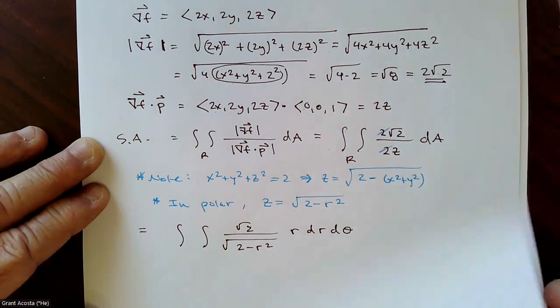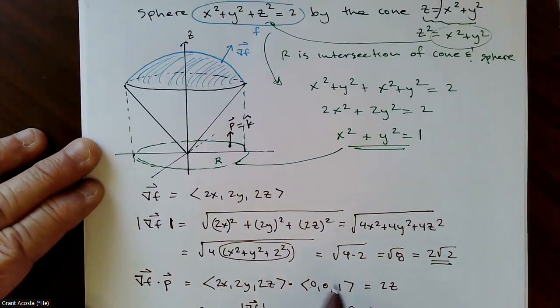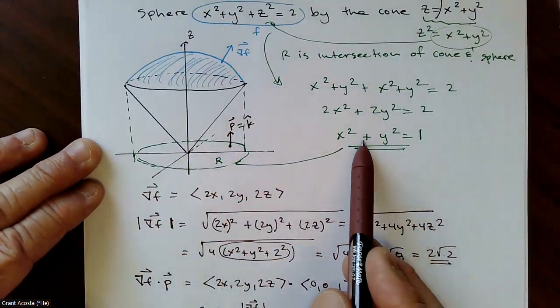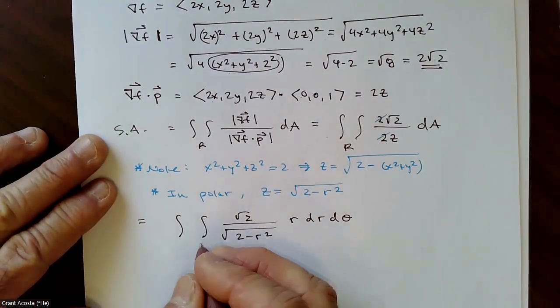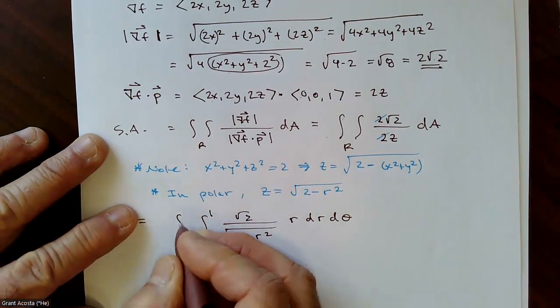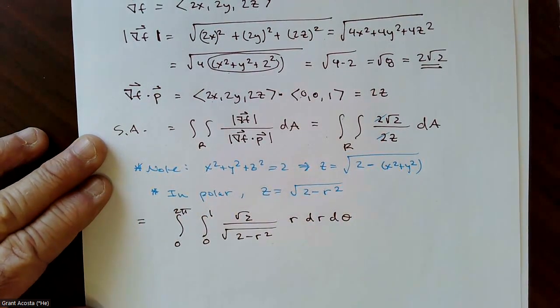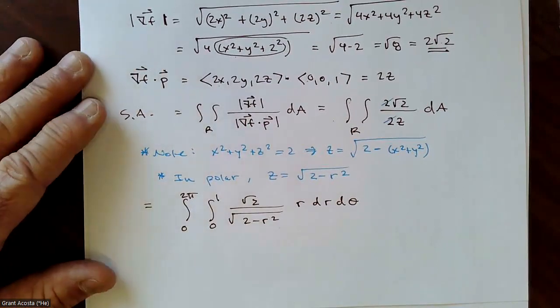For our circle, we had a unit circle here. We know how to do that. The radius of our circle is 1. So we're going to have r vary from 0 to 1, and theta go from 0 to 2 pi. And this is hopefully a doable integral.